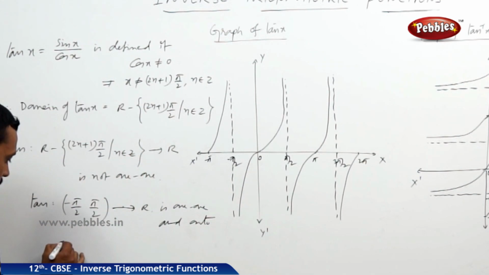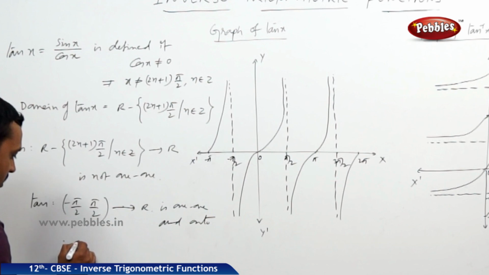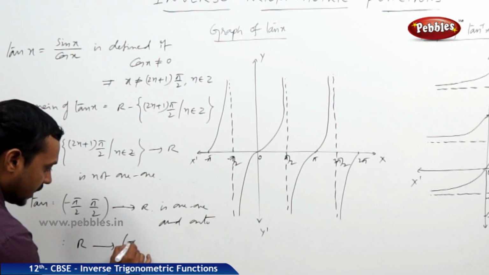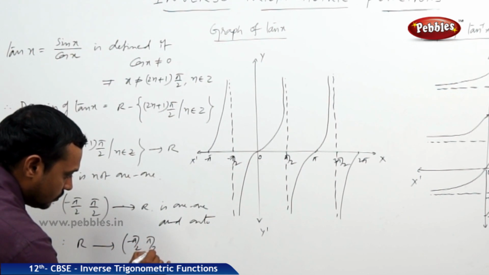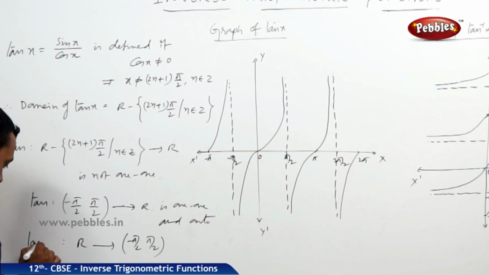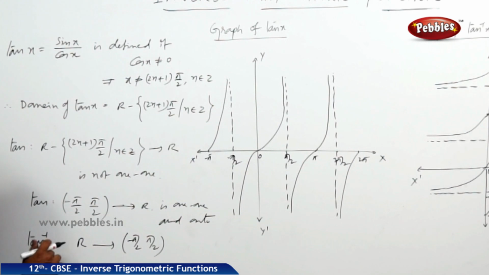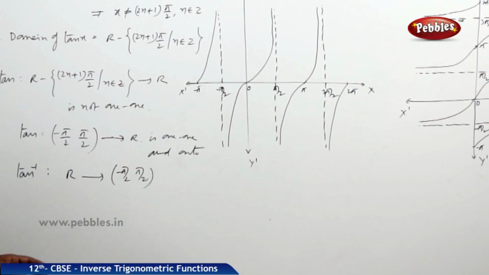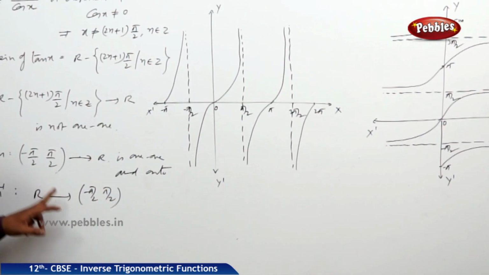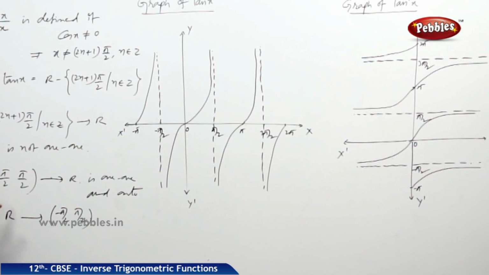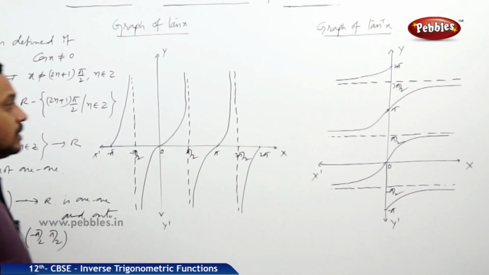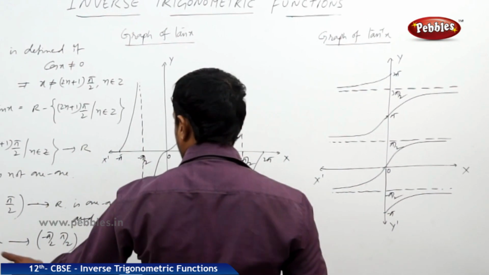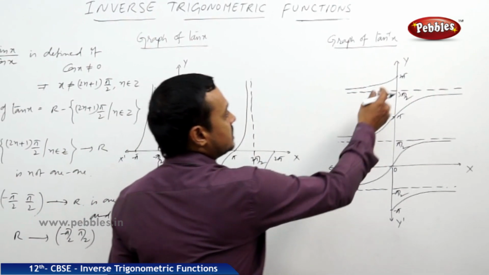Therefore, now we can define the inverse of the function from R to minus pi by 2 to pi by 2, known as the inverse of tan, denoted by tan inverse. Therefore, tan inverse is defined from R to minus pi by 2 to pi by 2, and is also 1-1 and onto, a bijection. So now this is the inverse of tan x, and the graph of the inverse of tan x, or arctan, is given here.